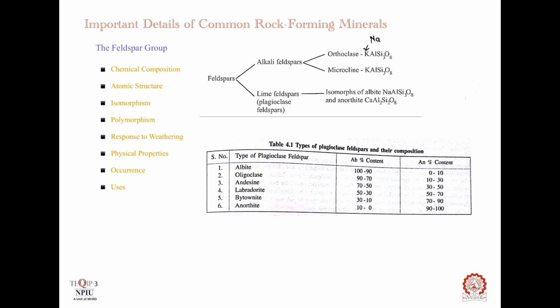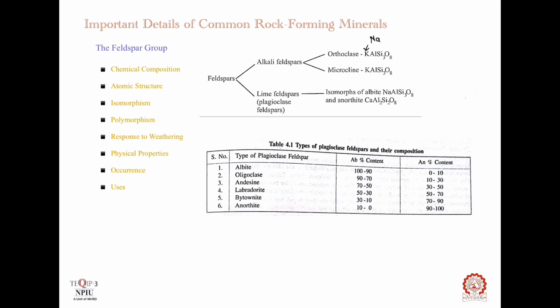Albite has 100 to 90% albite and 0 to 10% anorthite. Oligoclase has 90 to 70% albite and 10 to 30% anorthite. In a similar way, the compositional limits of andesine, labradorite, bytownite, and anorthite are given in this table.